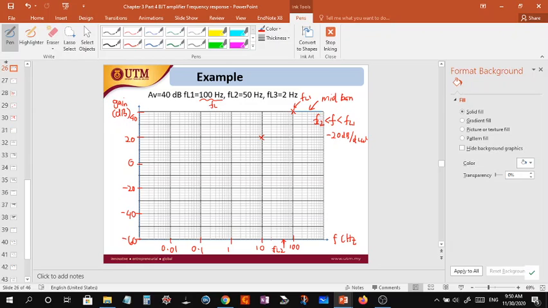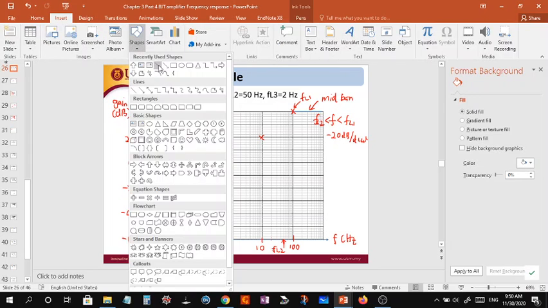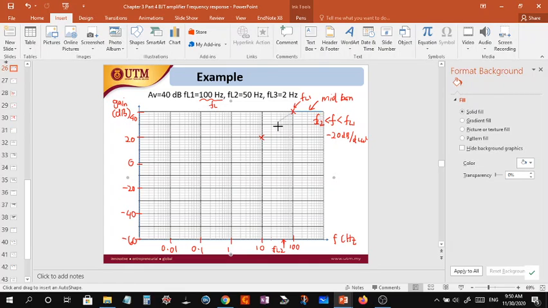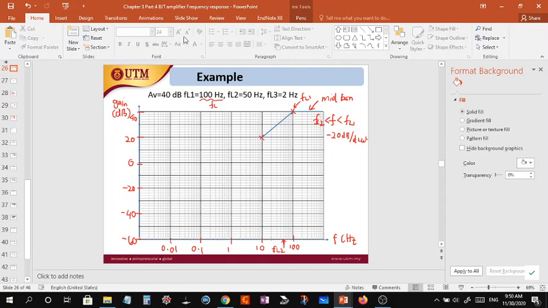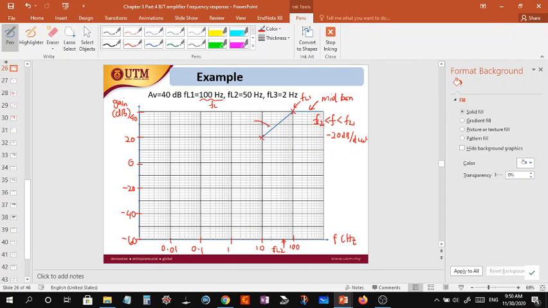Okay, so this is the line. So I draw the line. Okay, this is the line of 20 dB per decade. Okay, but there's one thing that you need to remember.